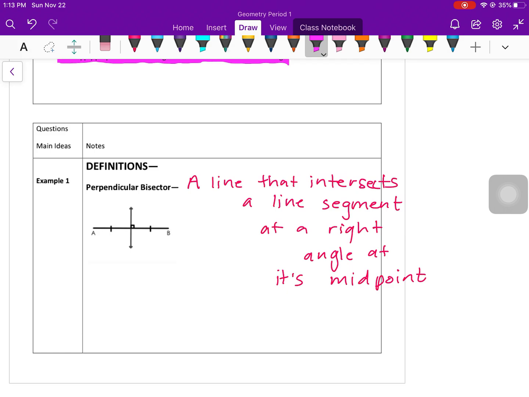A perpendicular bisector is a line that intersects a line segment. So here's our line segment, and our perpendicular bisector bisects that line segment at a perpendicular angle, at a right angle, and it is the midpoint of the line segment that it intersected. Notice these are two congruent sides.